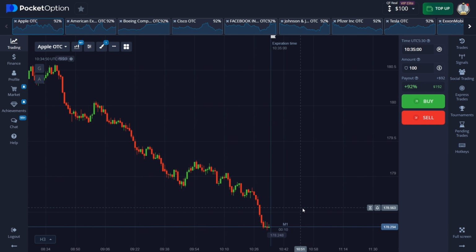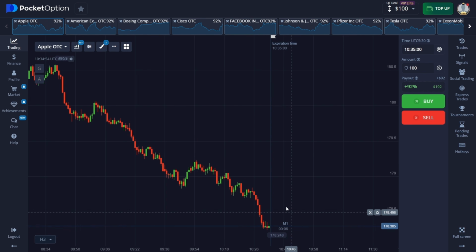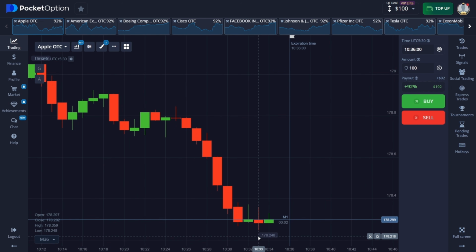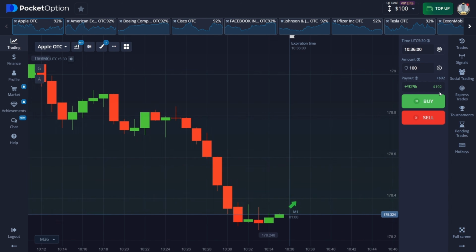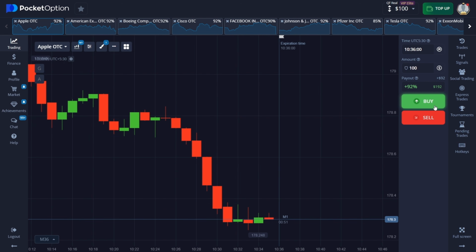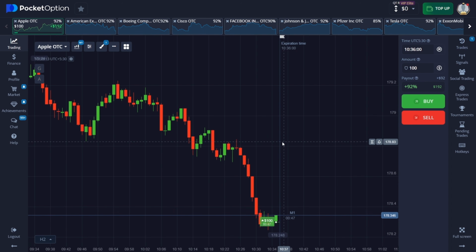I got a trade on Apple OTC and I am waiting for this candle to close. If this candle closes above the red candle, then we will place the trade. Okay, this candle closed above the red candle and I am waiting for the entry on Apple OTC. I got my entry and placed the trade for an upside move worth $100.